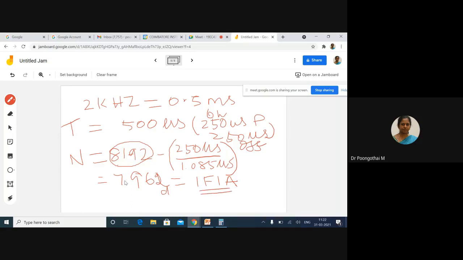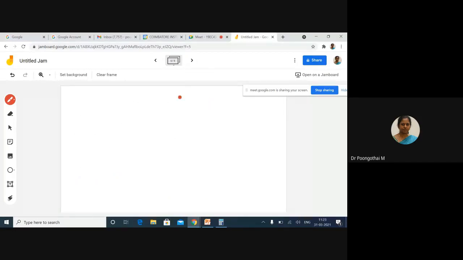How can you convert this value into 13-bit? The 13-bit mode is involved. Have you all noted the steps? Yes, ma'am. Okay, so you have to convert this value into 13-bit. What is the value? 1F1A. Write it in binary.